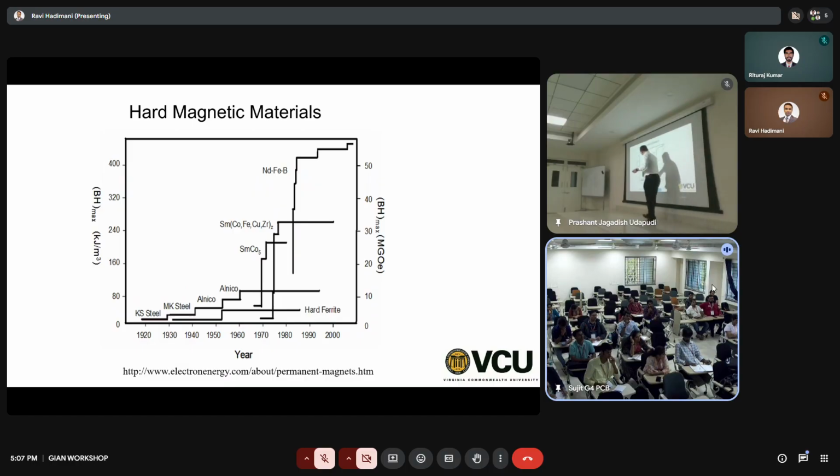In olden days, the permanent magnets were KS steel, MK steel, alnico, samarium cobalt, and other versions of samarium cobalt, and then came neodymium iron boron. Neodymium iron boron was discovered in the 1980s, and nothing has happened after that. These are all marginal increases in neodymium iron boron. No other material has been discovered that replaces it. So those are really strong magnets.